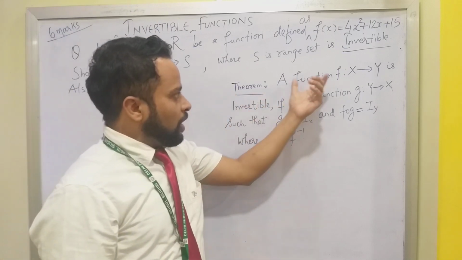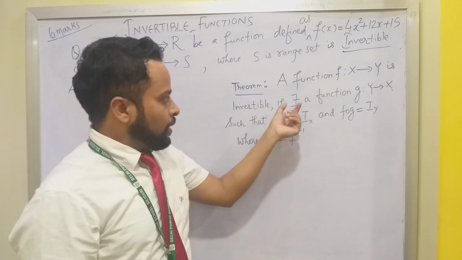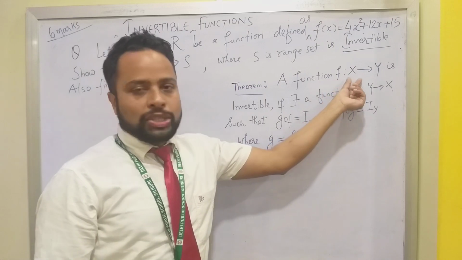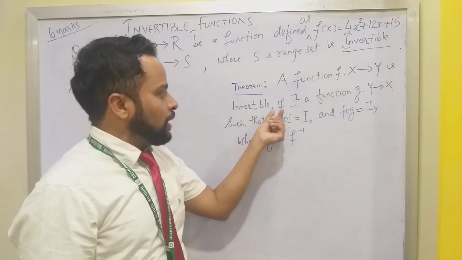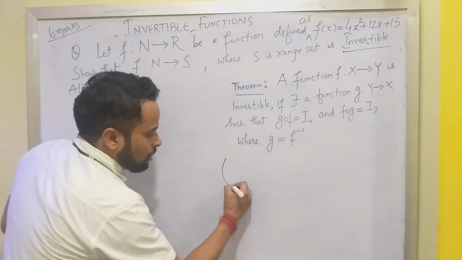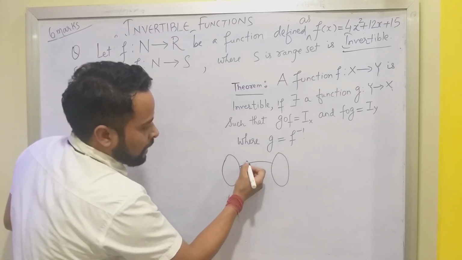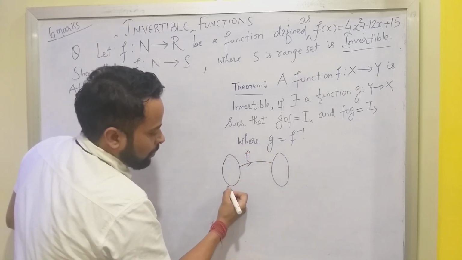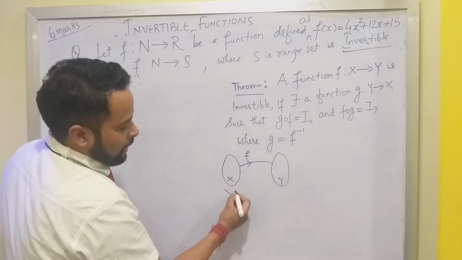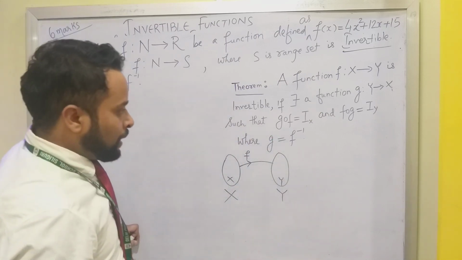The theorem says a function f from x to y is invertible if there exists a function g from y to x. I'll just give you some small figures so that you understand. Suppose this is f from x to y. This is set x and there is an element x inside. This is set y, there's an element y inside.